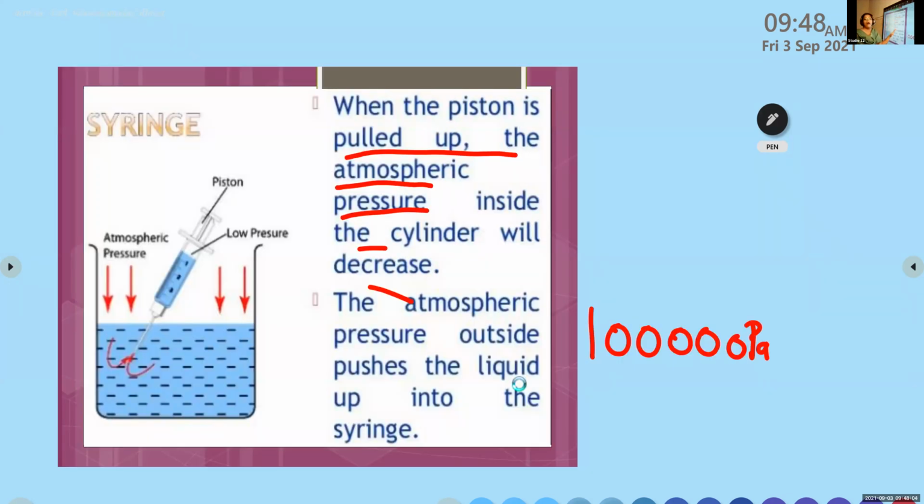So this is a daily life example where liquid pressure impacts us. When the piston is pulled up, the pressure inside the cylinder will decrease. Then the outside pressure is more, so the outside pressure will push the medicine inside the syringe. This is also an application.